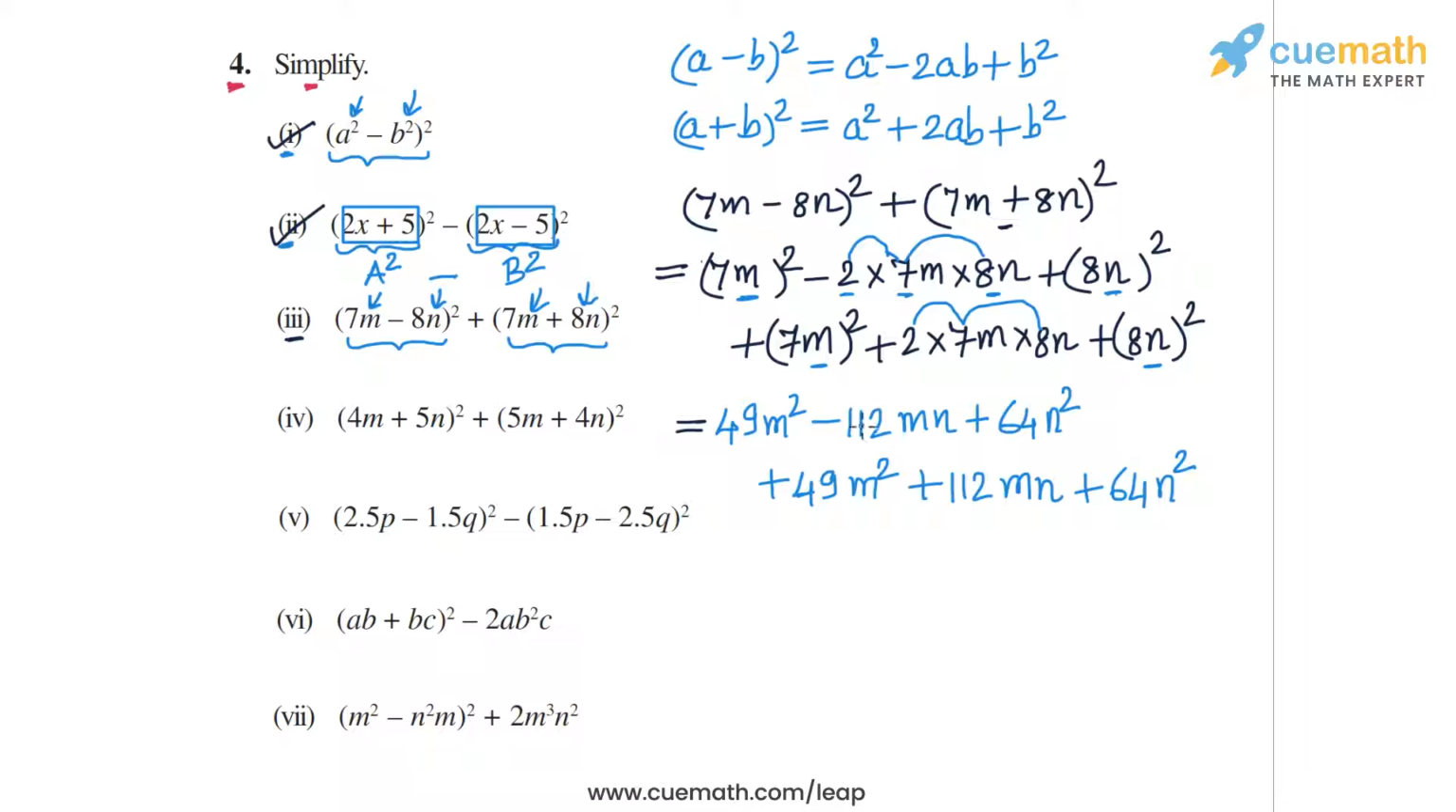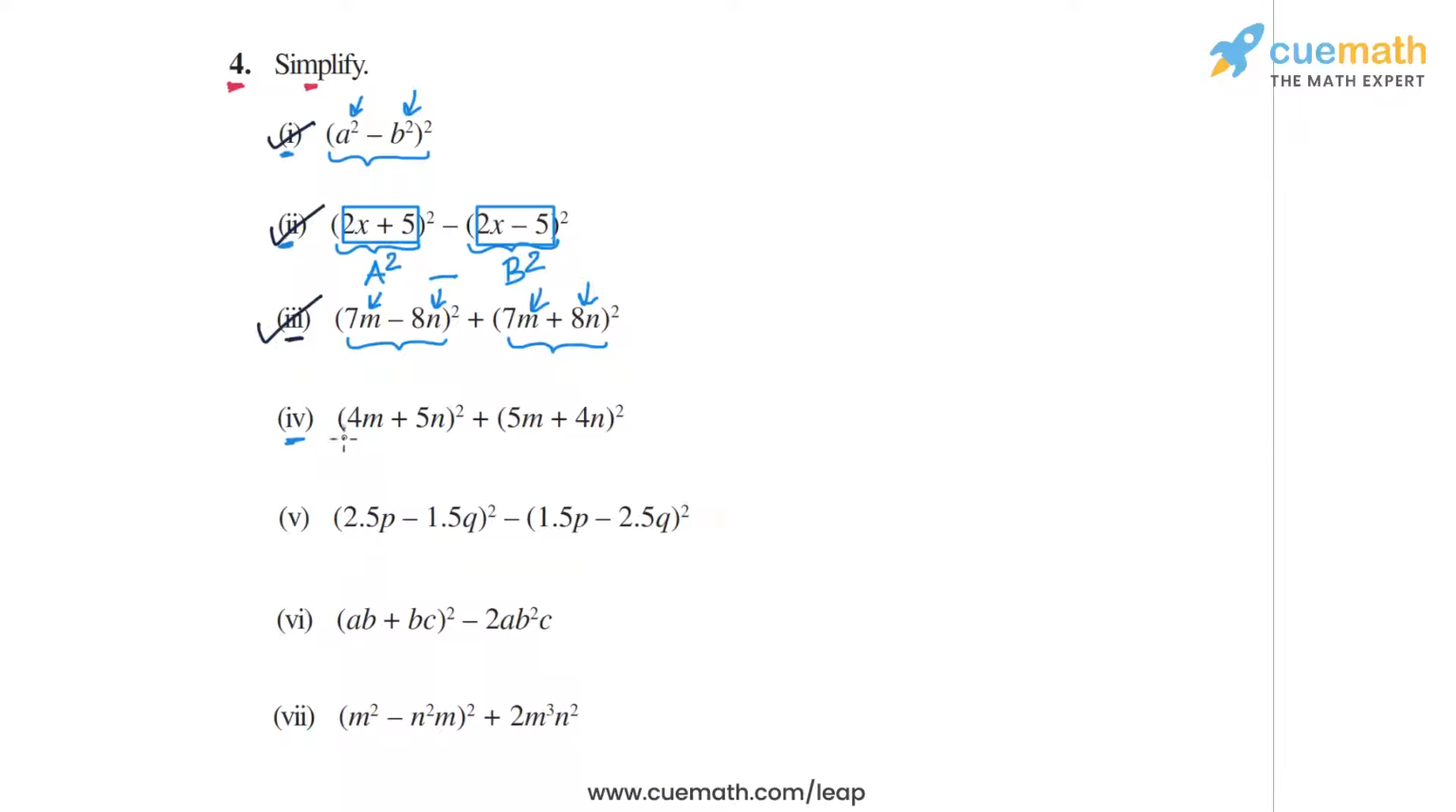Now in these terms that we have obtained, the mn terms cancel out, so we have minus 112 mn and plus 112 mn. These two terms cancel out. We have 49m square plus 49m square, so this is equal to 98m square. And then we have 64n square and 64n square. These two terms add up to 128n square. So the simplified form of the expression is 98m square plus 128n square. This is the answer for part 3.